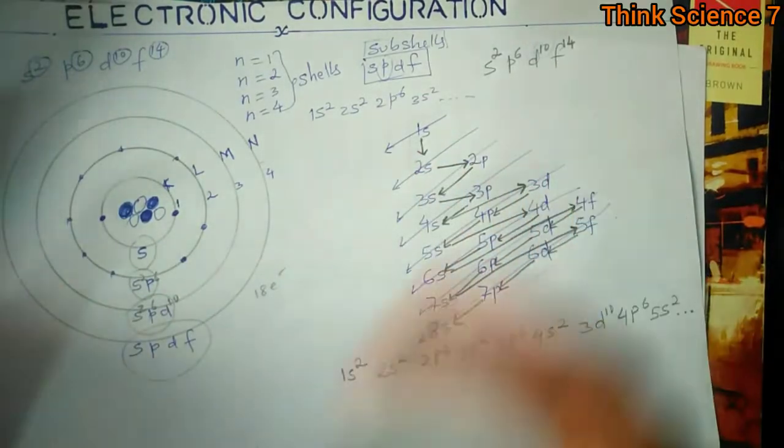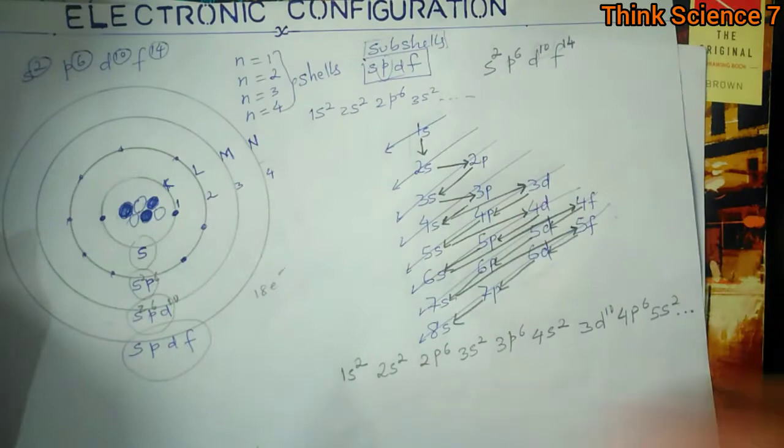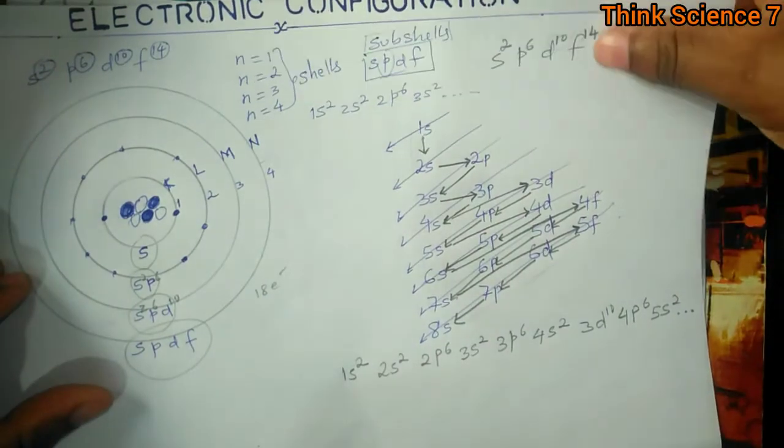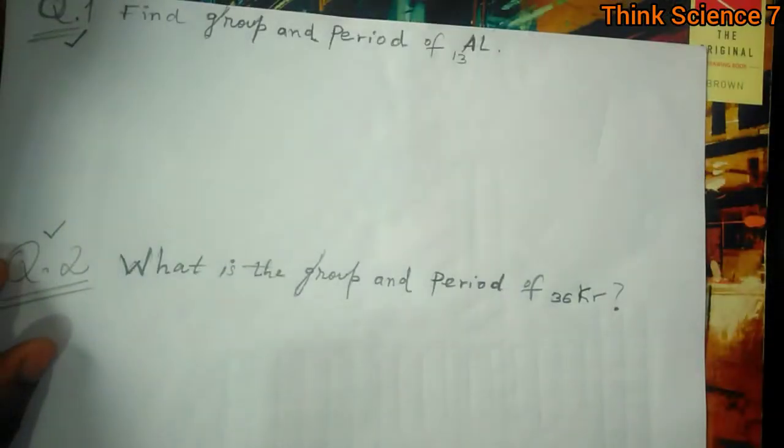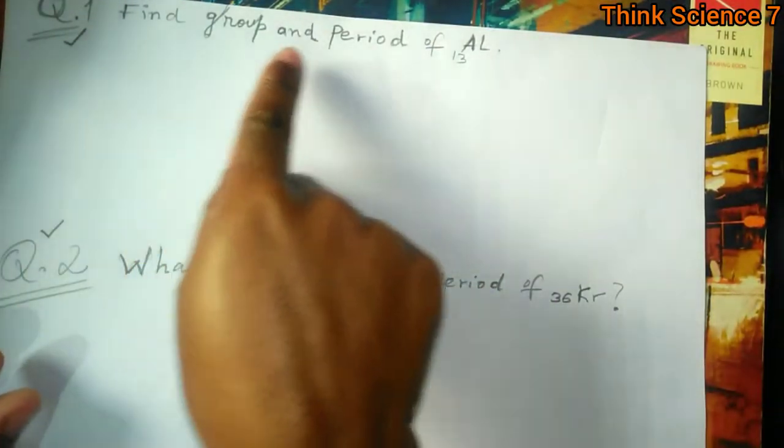So this is the electronic configuration. We have two examples here to solve to understand this better. So examples are right here. Okay, the first question is find group and period of aluminum 13.